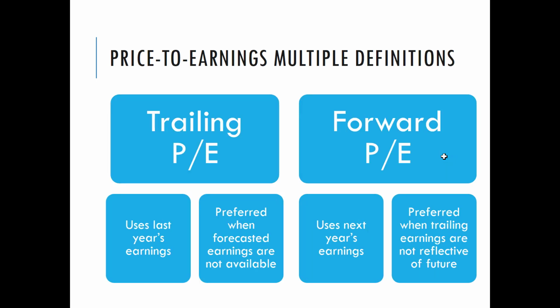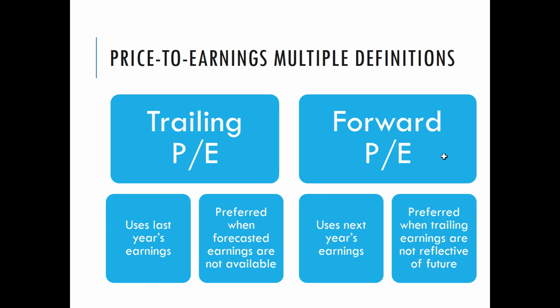Whenever we apply a price to earnings multiple, you can do it in two different ways. You can either use a trailing price to earnings multiple or a forward price to earnings multiple. Technically, this applies to all the other multiples that we're looking at today. So you can either go back in time or you can go ahead in time.